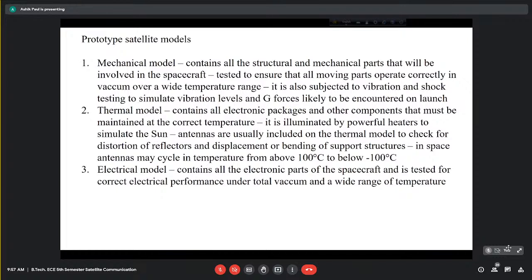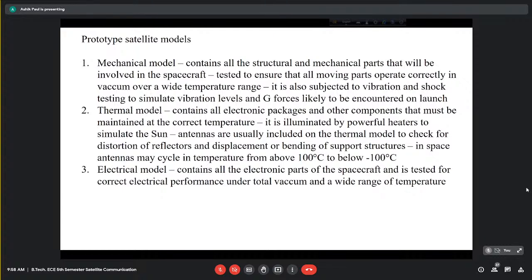There has to be some chamber within which the moving parts of the satellite have to be put, and that entire chamber has to be subject to vibration and shock levels which are expected during the launch as it moves against gravity, and also during the exit from the earth's atmosphere. So during these two periods of time, huge amounts of vibration and shock are expected, and so the mechanical model has to be entirely tested on the ground prior to launch of the satellite in order to ensure that they can withstand those levels of vibration and shock.